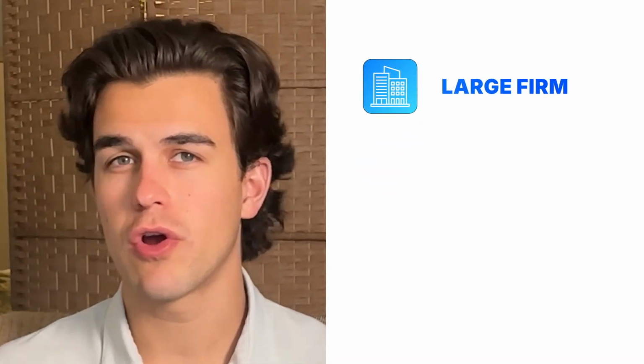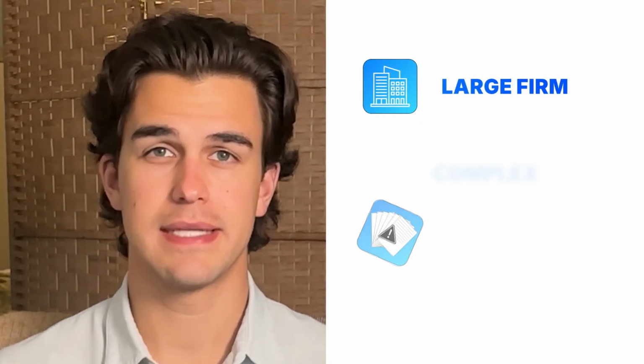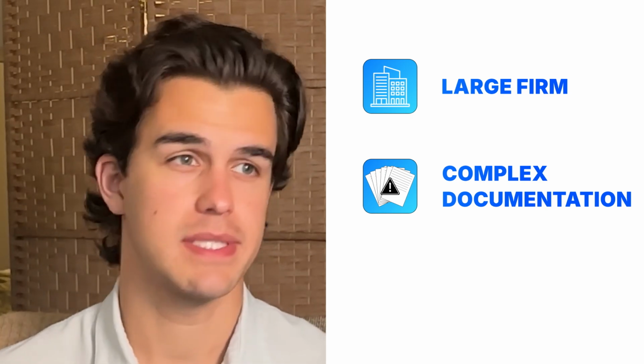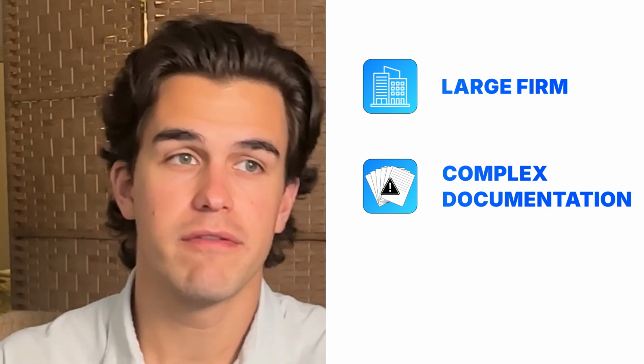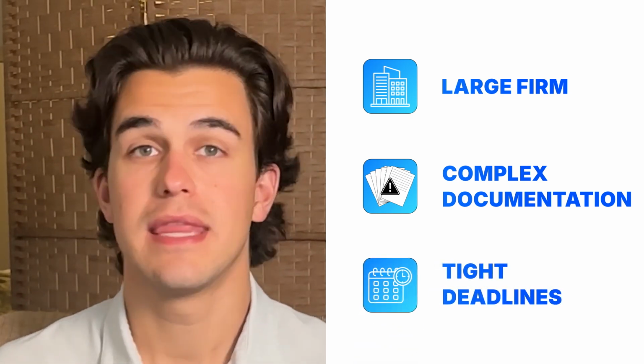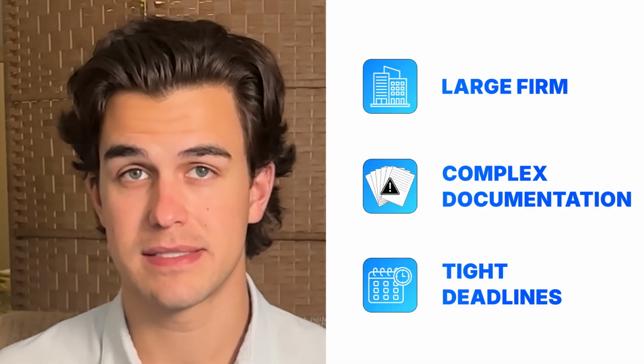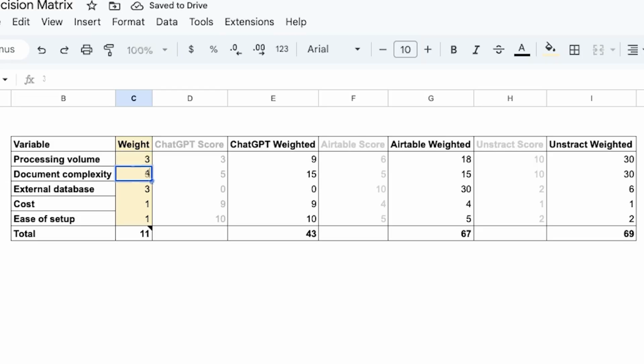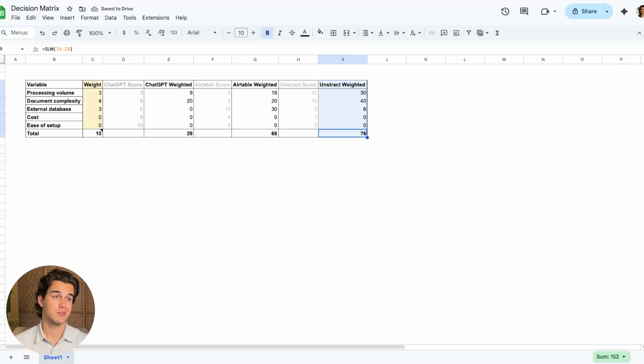For our third and most complex example, let's say that it's a large litigation firm that is analyzing lots of complex documents. Contracts, exhibits, handwritten filings under tight deadlines. They need it organized and they need it fast. What we have here is Unstract as our winner.